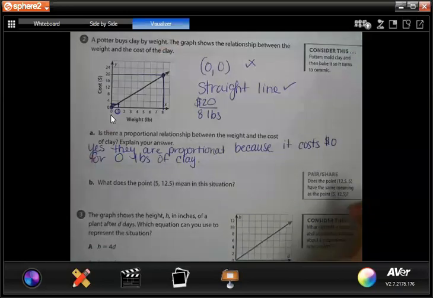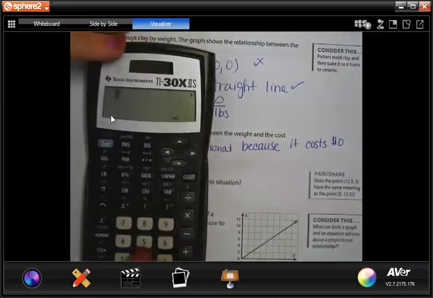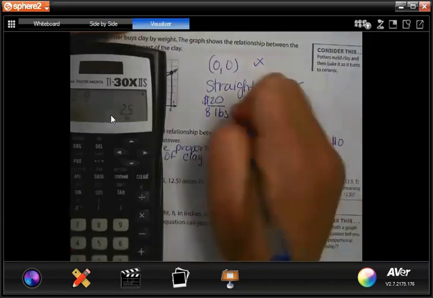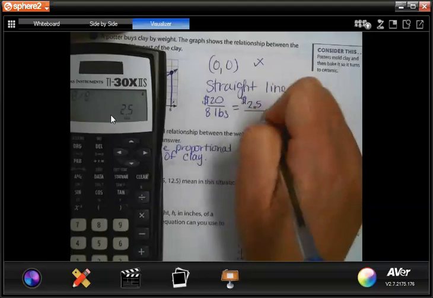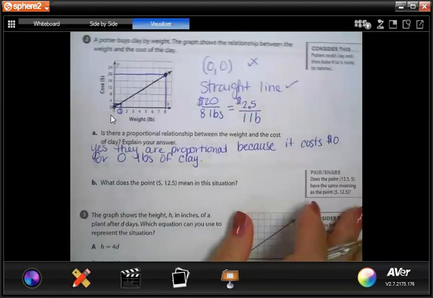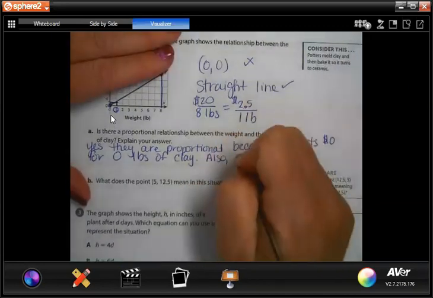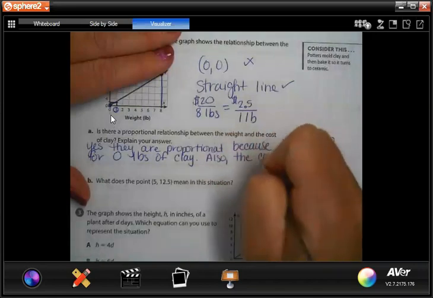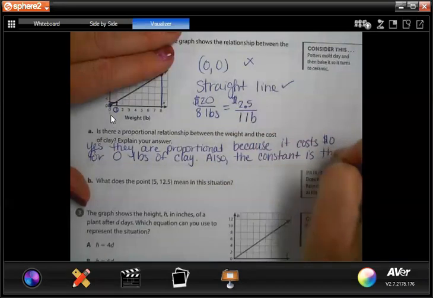Now remember, how do you find the unit rate or the constant? You divide. So we would go 20 divided by 8. And it comes out to be $2.50 for every 1 pound. And that's what we put in here. Okay. Also, the constant is the same.